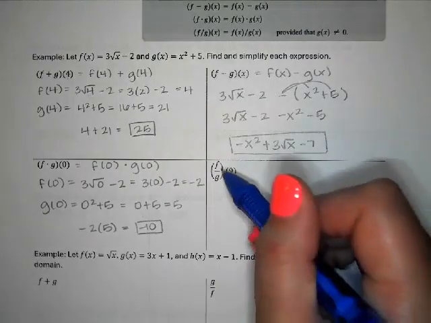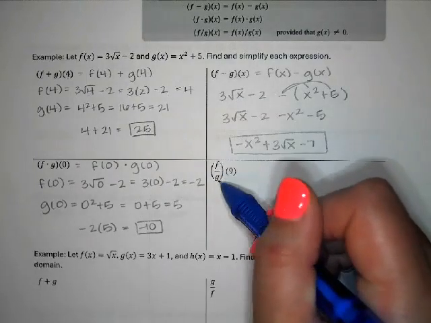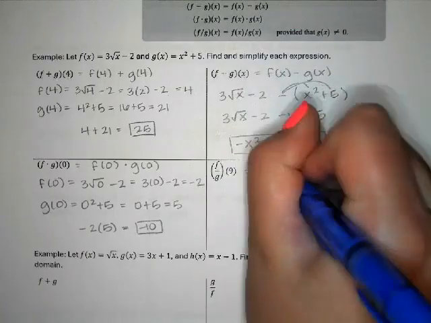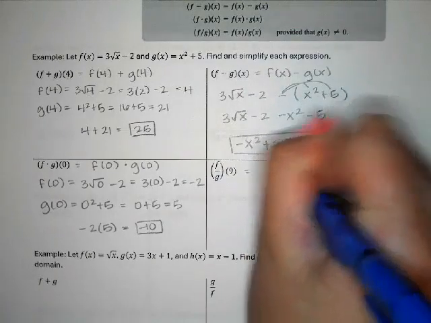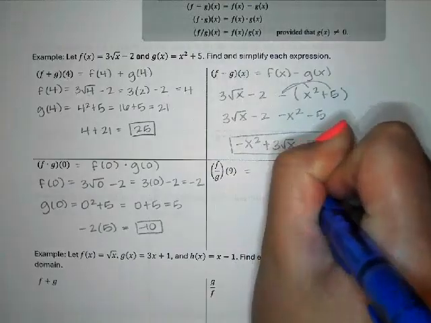Next, they say we're dividing f divided by g of 9. So this is f of 9 divided by g of 9.